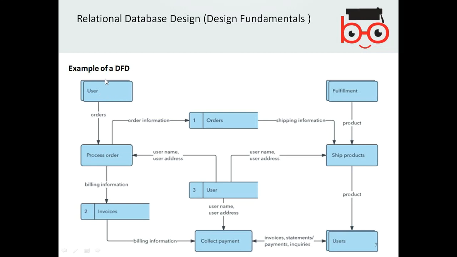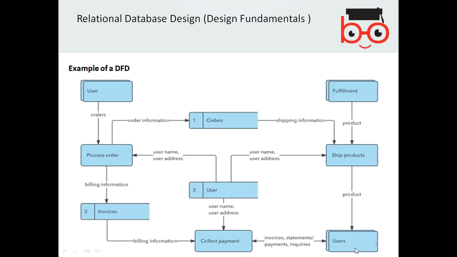From the user, the flow would proceed initially into the process order. The user would be interested in processing an order, so initially it would start with process order. Then the order would require the orders table, for example, and then need to generate the invoices, and the invoices are related to the payment. The order would be related to the user again, and the shipment of the product would be related to the user, where it needs to be done, and the ship products would be supported by the fulfillment table.